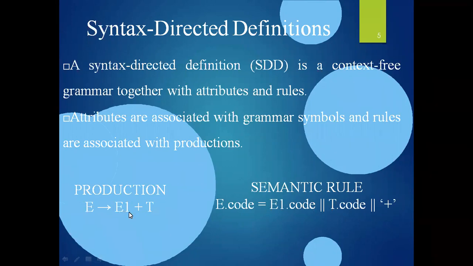My input string is E tends to E1 plus T. At the time of implementing the semantic rules, during the parsing, without constructing a parse tree or a dependency graph, directly I write the rules. I implement the semantic rule here without any parse tree or syntax tree, or any construction of the dependency graph. Directly I parse the semantic rule here.